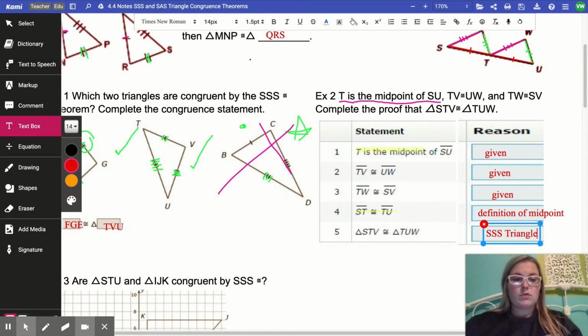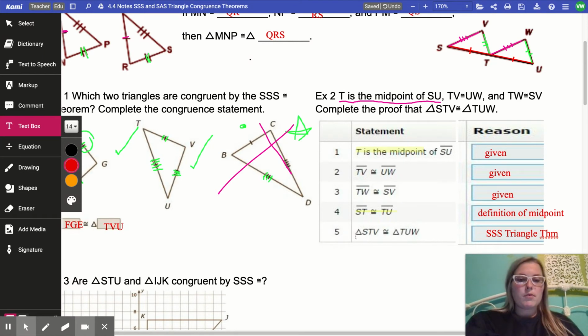side triangle congruence theorem. And I'm just going to abbreviate. Okay. And remember, we talked about when we name triangles, we have to make sure that they match up. So maybe when I named my triangles earlier, they weren't quite accurate. But just to go back, STV is going to be congruent to TUW, and that's because those sides line up with each other.